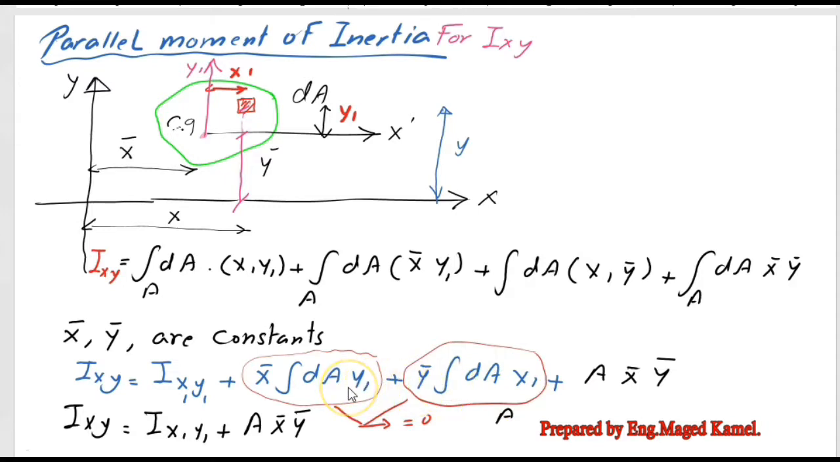Both these two terms are first moments of area about x and y, so they are equal to 0 because these axes pass through the CG. Then these two terms cancel. The last term, the integral of dA times x bar y bar, equals capital A multiplied by x bar y bar. At the end, Ixy equals Ix1y1, the product of inertia about two axes passing through the CG, plus the area multiplied by x bar y bar.